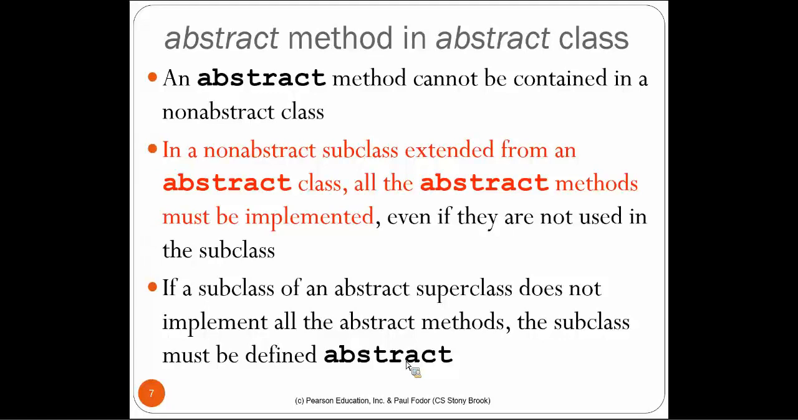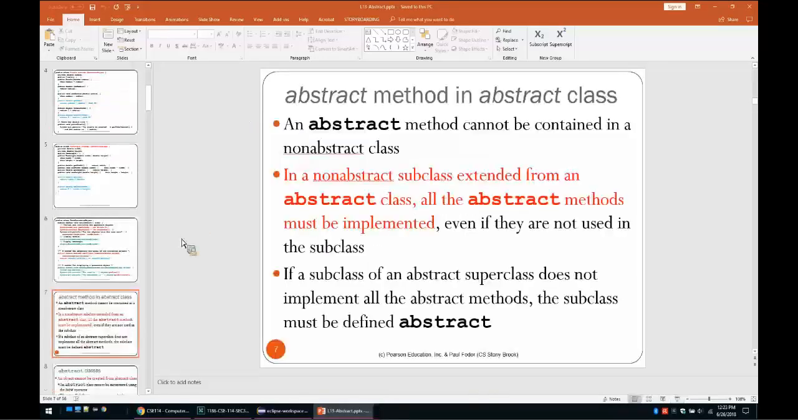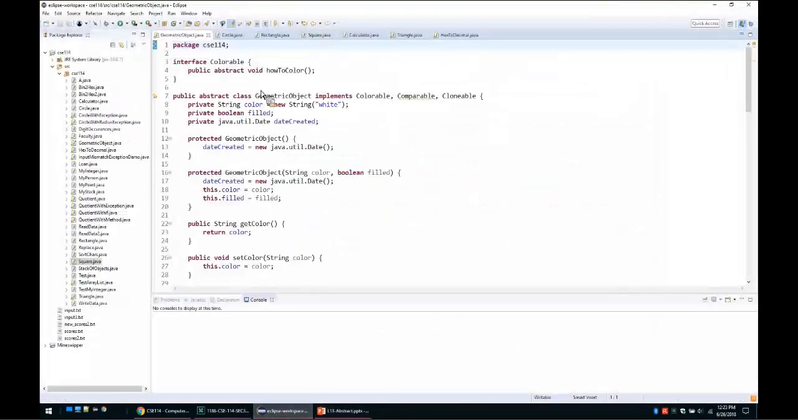So let's actually do an experiment to understand exactly what the meaning of this slide is. Very dense. It basically says everything that we need, but we have to actually experiment with each one of the steps in this example. So in the first step, we are saying that an abstract method cannot be contained in a non-abstract class. So we are going to start Eclipse.